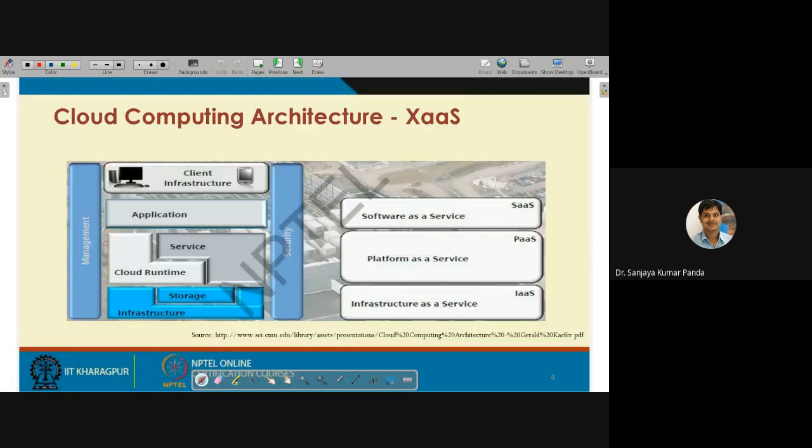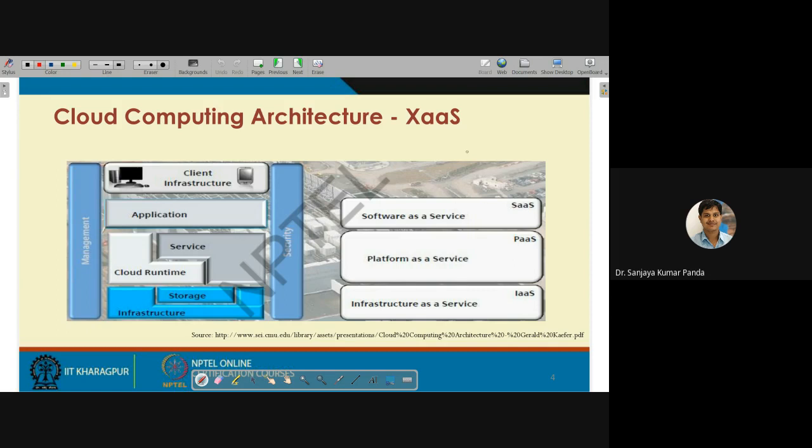Similarly, here you can see I have mapped the three different services, that is infrastructure as a service, platform as a service, and software as a service, with one architecture. Under infrastructure we have storage, like Amazon S3, or virtual machines, or physical machines. These can all be mapped to this storage and infrastructure. That is infrastructure as a service.